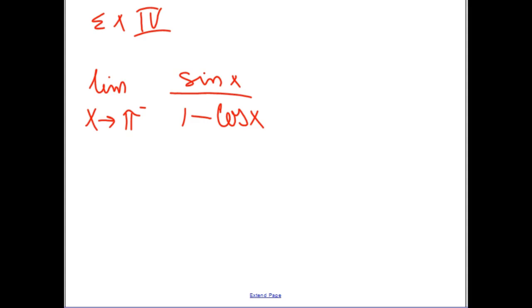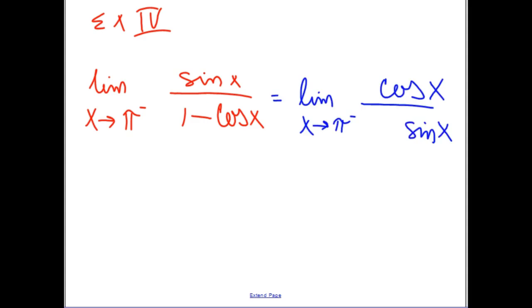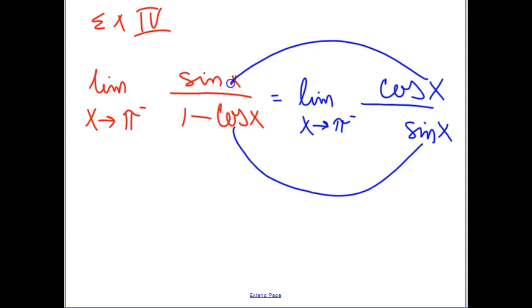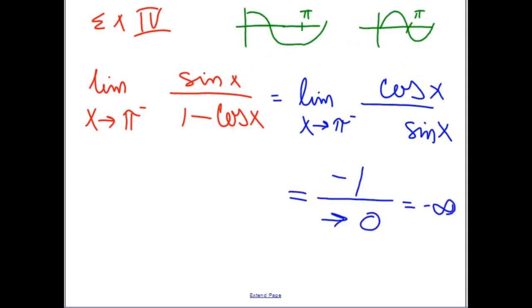So, here's what happens when you shouldn't apply L'Hopital's. We kind of glance at this and think, oh, some division thing. Let me do L'Hopital's rule. So I do the derivative. Derivative of the sine is the cosine. Derivative of cosine is negative sine, but minus cosine is positive sine. Great. So limit as x goes to pi.